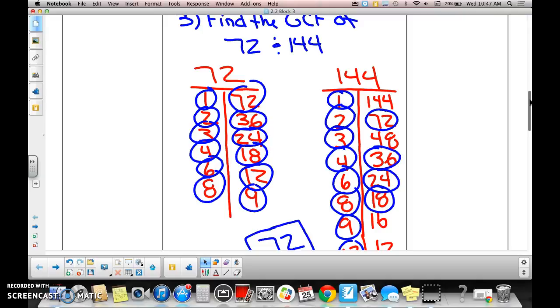After you have established all your factor pairs, what's next? I see one hand. That's not good. After you have all of your factor pairs done, so I have all my factor pairs for 72, I have all my factor pairs for 144, what would you do then next, Cyrus?